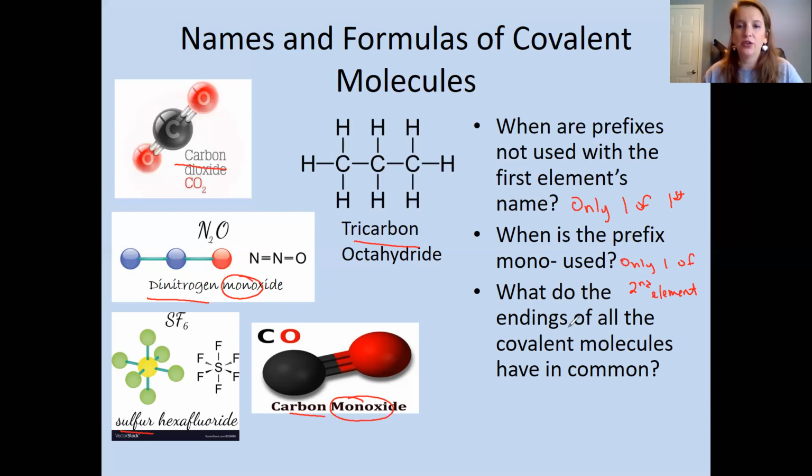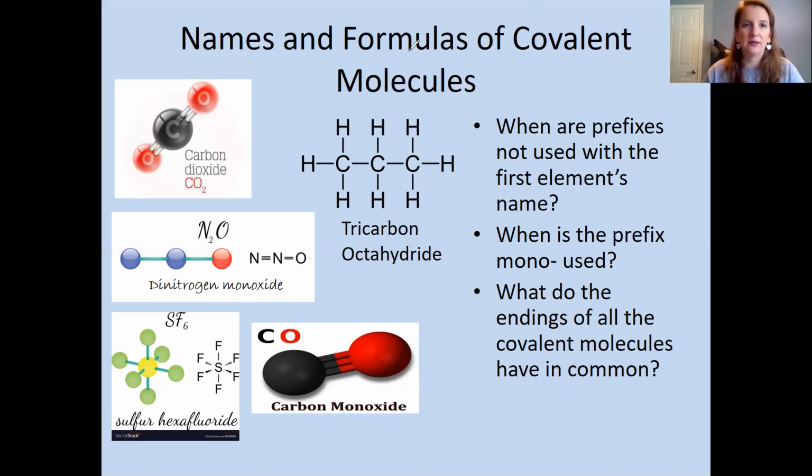And what do the endings of all the covalent molecules have in common? They all end in "ide." They all end in "ide." Okay? They all have the same suffix except for those common ones that we talked about on that last slide. So no prefix on the first element if there's only one of it. If there's more than one, we use the prefix. The prefix mono is used on the second element if there's one. And the endings of all the covalent molecules, they all end in "ide." And you can see a list of the prefixes on the first page of your packet.